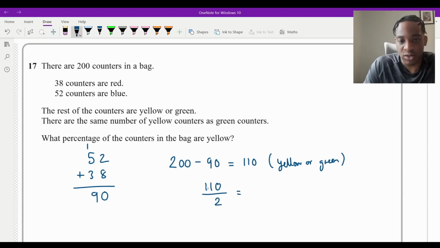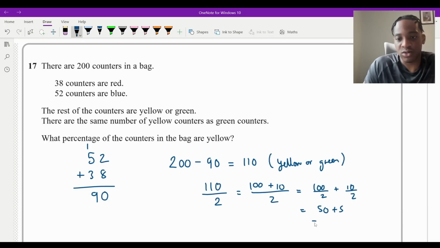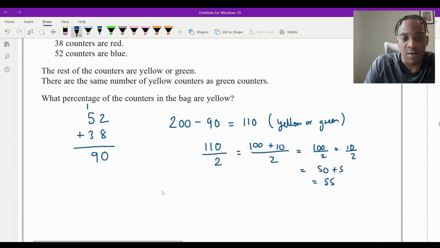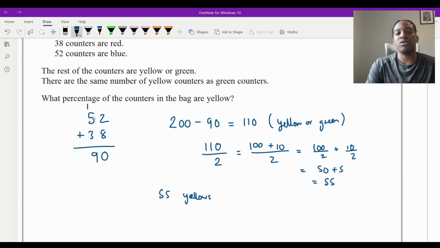Now this one isn't too bad because 110 is the same as 100 plus 10, right? So we can just split it like this, 100 over 2 plus 10 over 2, like this. This is 50. This is 5. So therefore, this is just 55. But you could use the bust-up method as well, whatever you like. So this is 55. We know that there are 55 yellow counters. Now, I'm going to write 55 yellows. 55 yellows. Now, the question asks us to work out the percentage of counters in the bag, which are yellow.